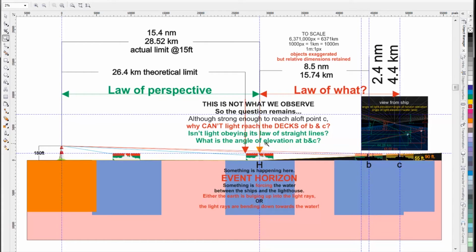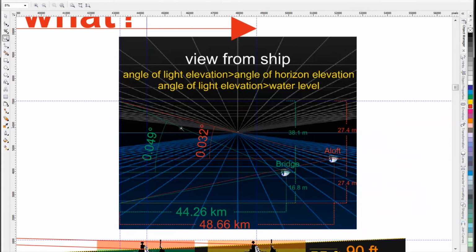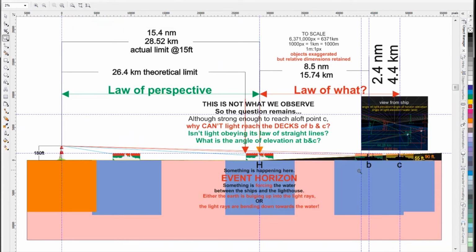I wonder, what is the angle of elevation at B and C? As we said, the angles of elevation are positive. And this doesn't make sense. This is illogical. This is not what we observe, what the Navy observes on a day-to-day basis.